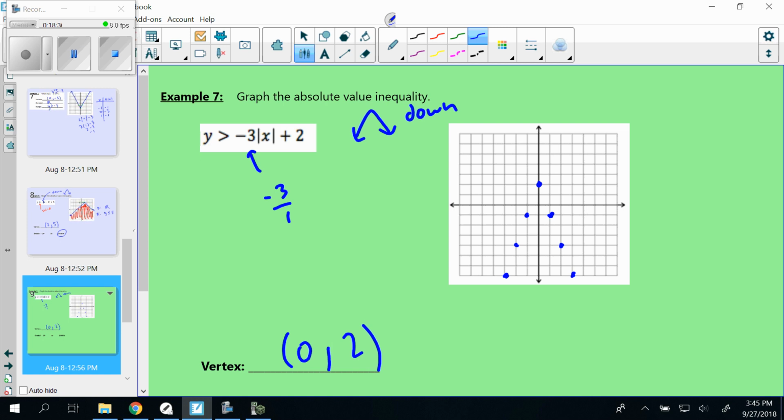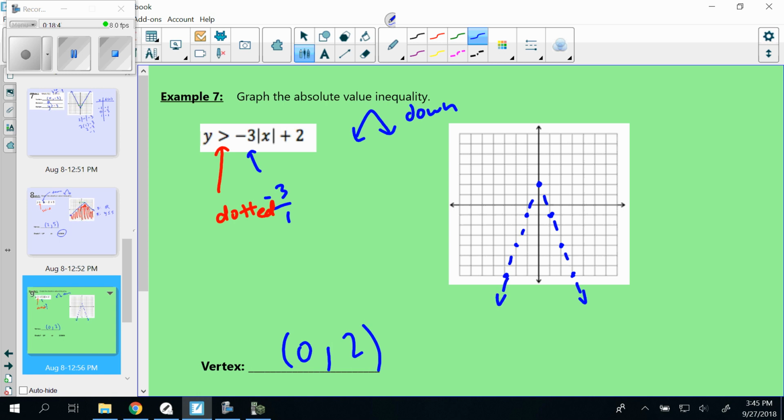Now we have to check what kind of line we should be using. This one should be a dashed or dotted line because it doesn't have the equal to. So when we're connecting these, don't use a solid one. So it looks like that.